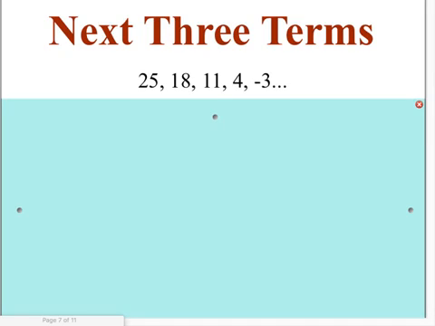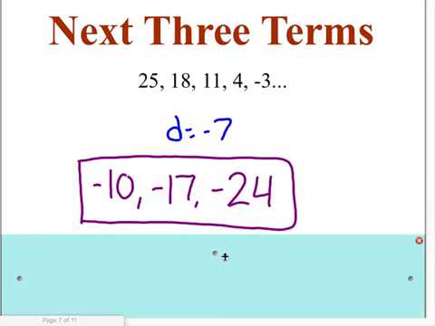Go ahead, remember this is the one from before where we had a common difference of negative 7. Find those next 3 terms. You end up with negative 10, negative 17, and negative 24.